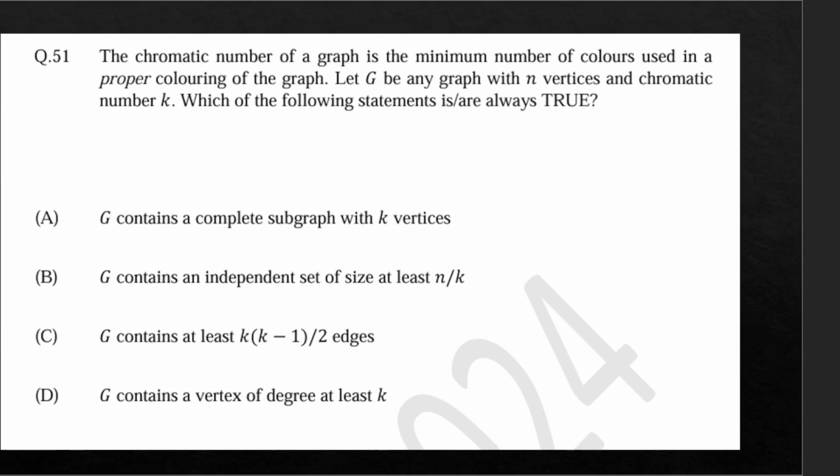Let's say we can take one example. Chromatic number of a cycle graph on odd vertices is 3. But it does not contain any complete subgraph on 3 vertices. That is why A is not correct and we want true.